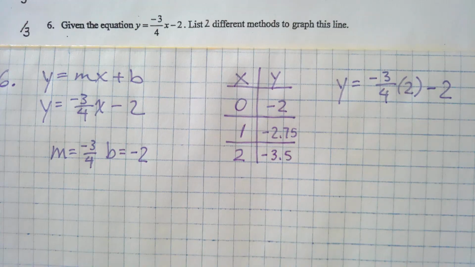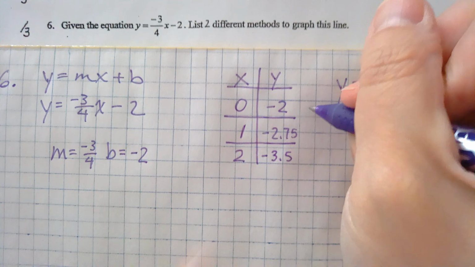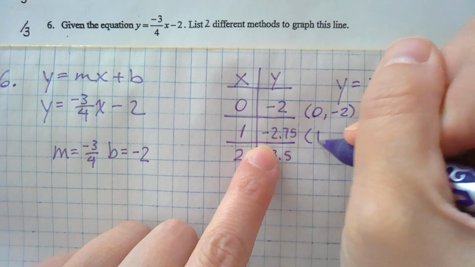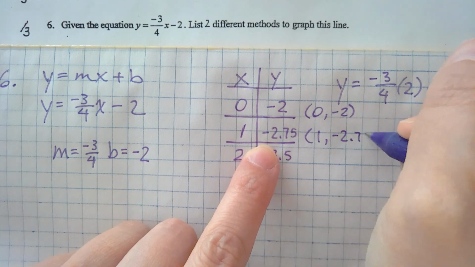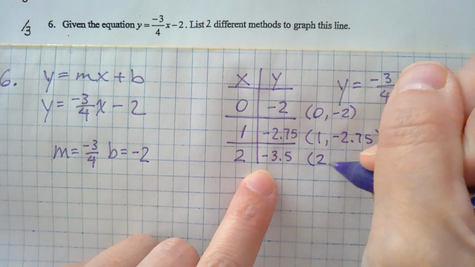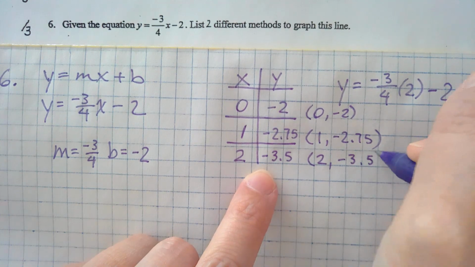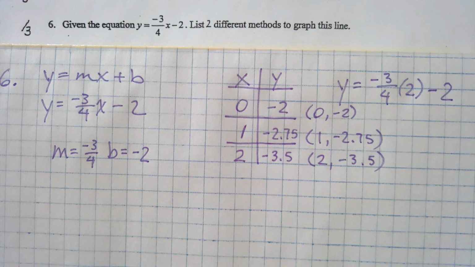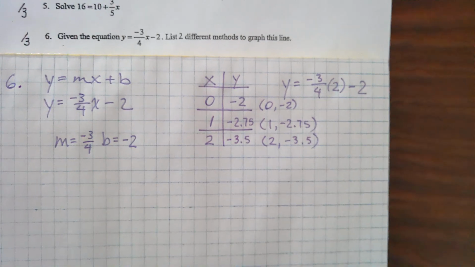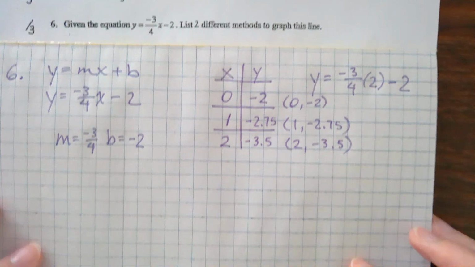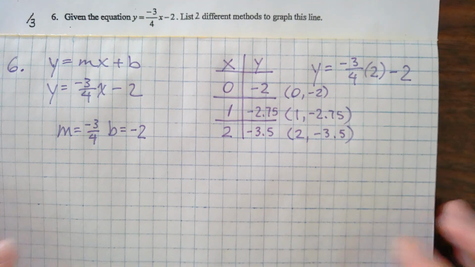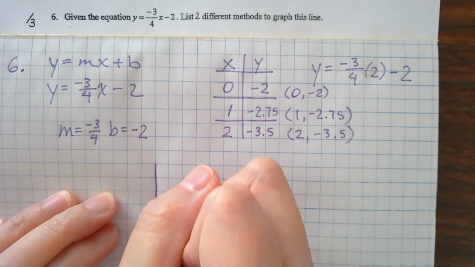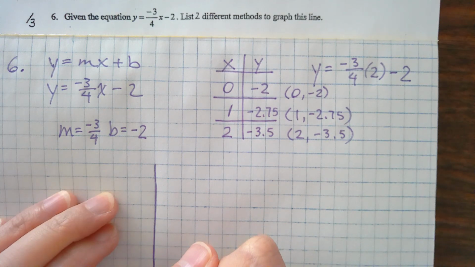Okay, so remember these are just coordinates. So 0, negative 2; 1, negative 2.75; and then 2, negative 3.5. Okay, so these are points on the graph. And so on the test, I will give you a grid, and you can graph a precise graph. So let's do that now. Let's do it together.